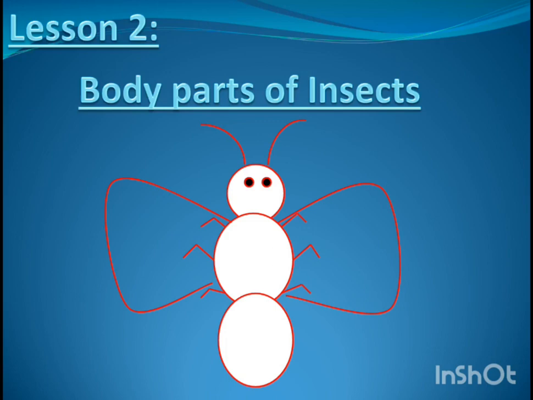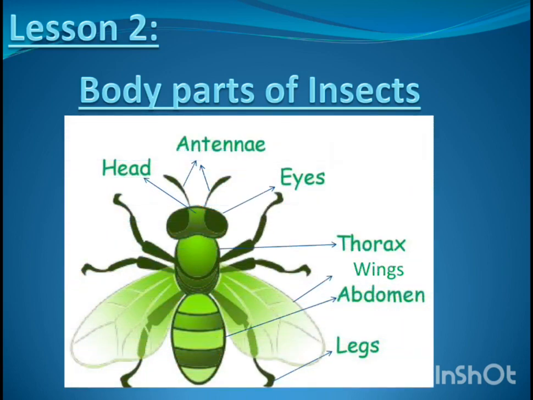Okay, so in this way you can simply draw easily for yourself. Now let me show you the actual picture. See, look at this. Now you can see the head, antenna, eyes, then it is thorax, and then it is abdomen. So for thorax, the legs and the wings are attached. Okay children, so this is about your lesson 2.